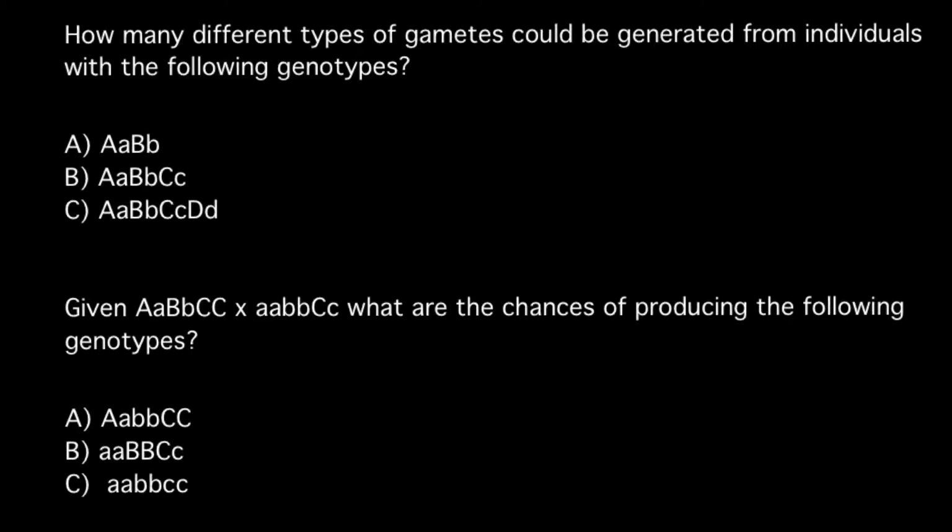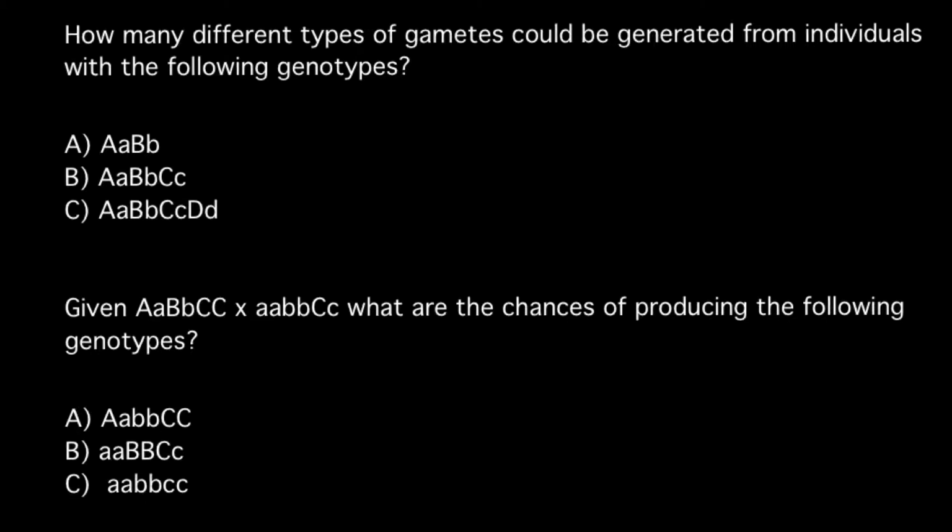So here's the first question. How many different types of gametes could be generated from the individuals with the following genotypes? Here are the three variants. In variant A we have two loci, loci A and B, or we can say gene A and B, and both of them are in the heterozygous state. So how many different gamete genotypes can we have with this genotype?